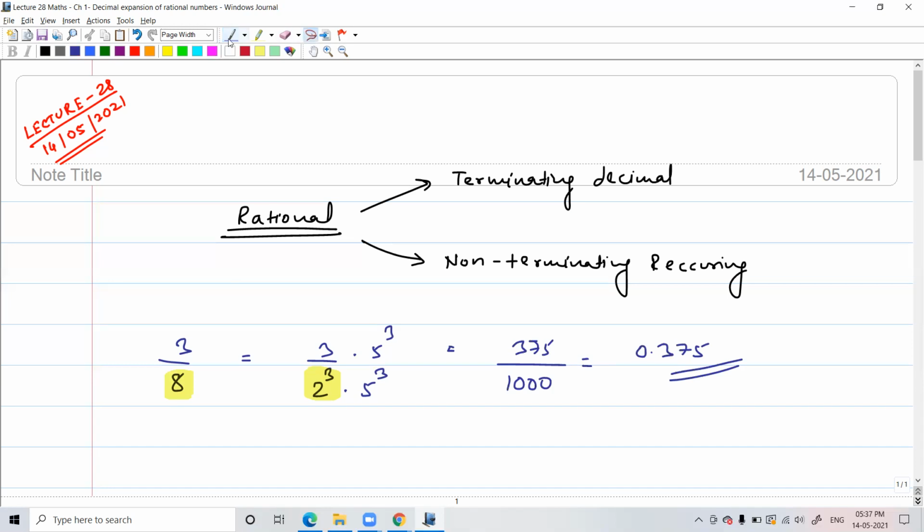So it's a terminating decimal, right? Everyone is okay with this? Quickly confirm. Yes, sir. Yes, sir. Okay. Fine.